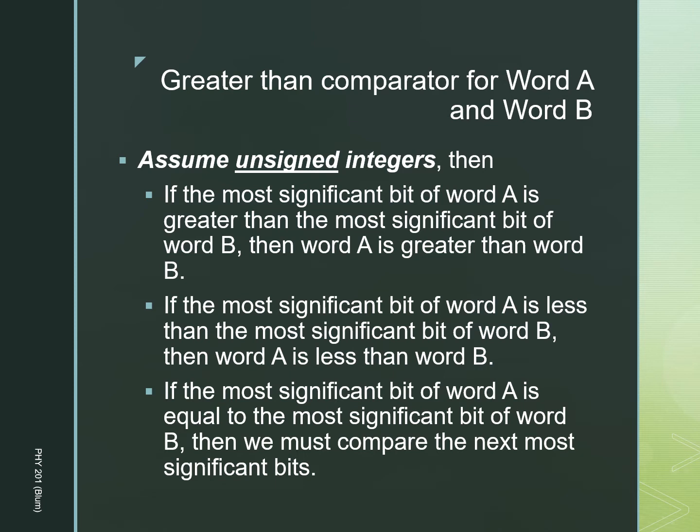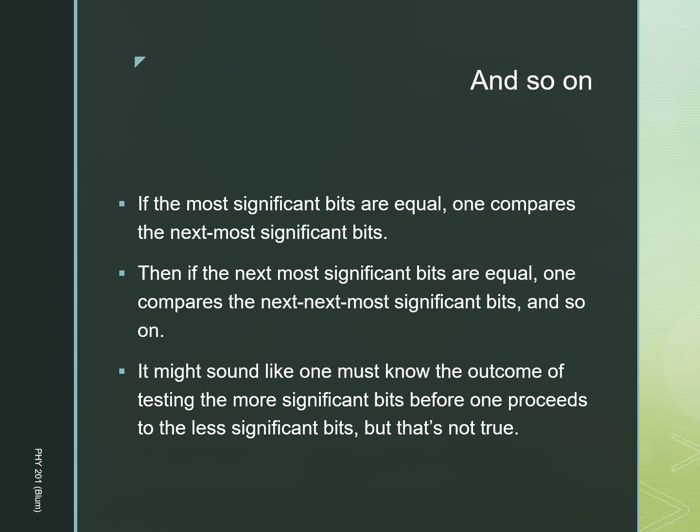And if the two most significant bits are equal, then we must go down to the next most significant bit and make that comparison. Say one goes from the eighths place to the fours place. If the next most significant bits are equal, then one goes to the next most significant bits, down to the twos place, and so on. It might sound like one needs to know the outcome of the first test to move on to the second test, and the second test to move on to the third test, and so on, but that's not the case.